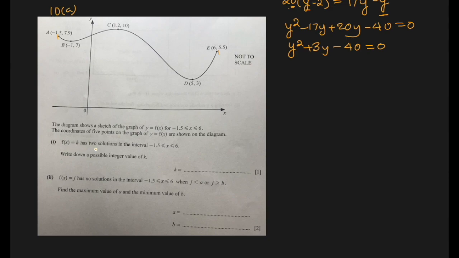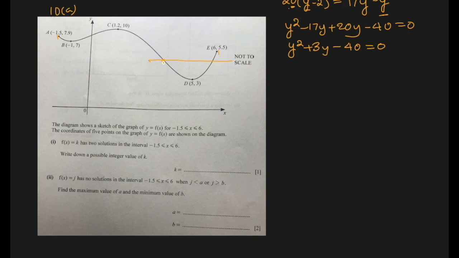f(x) equal to k has two solutions in the interval -1.5 ≤ x ≤ 6. Write down two possible values of integer k. So to find that k, they said exactly two solutions. That means even 3 is not allowed. So we can draw a horizontal line here.